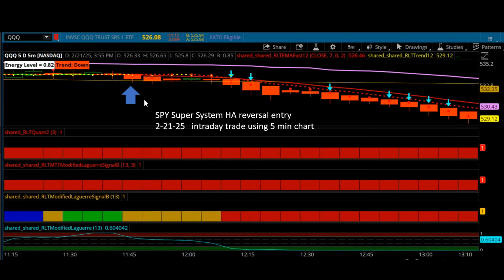This was a SPY Super System trade that we took on 221. This was an intraday trade. When I say SPY Super System, I'm talking about trading the Qs, the IWM, or the SPY on a 5-minute chart, with Heiken-Ashi candles. This is where we get in. You see the compression?